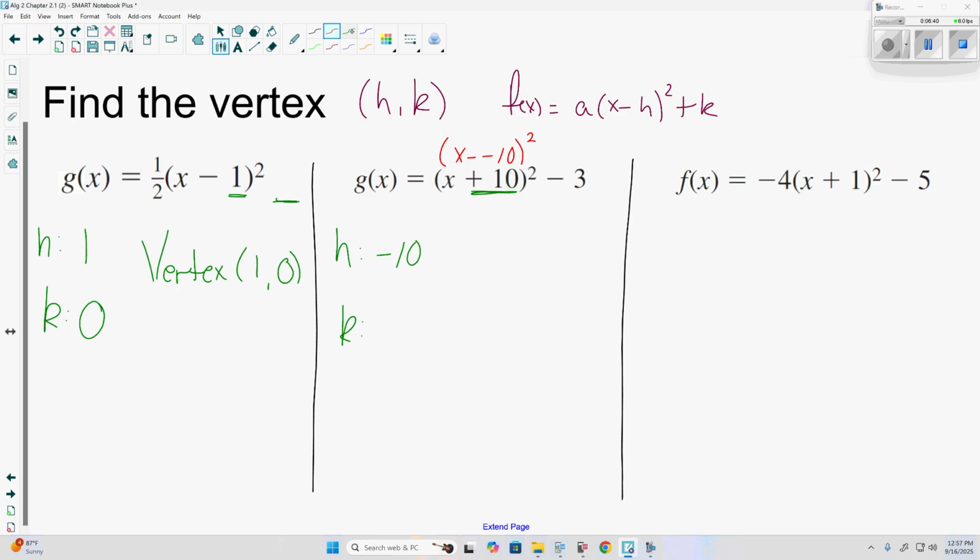What about our value of k? Negative 3. Do we have enough information to find the vertex? Yes. (h, k). Well, h is negative 10 and k is negative 3.